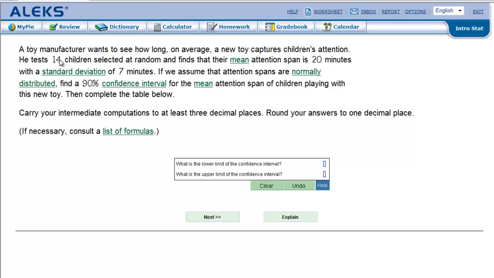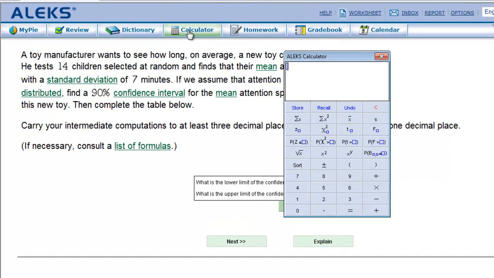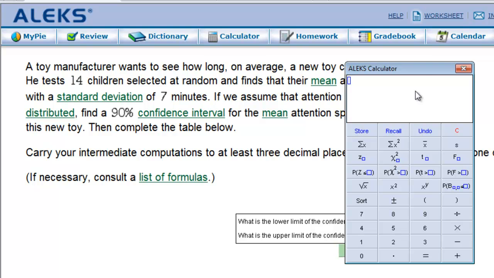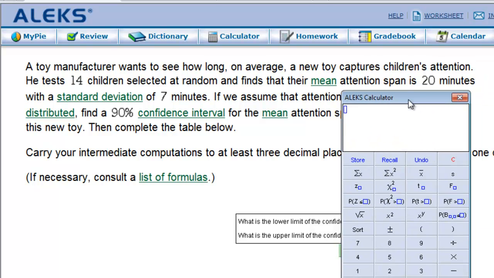Last one here, we have 14 children. The mean attention span is 20 minutes, and that's for a sample. Standard deviation of 7 minutes. They want us to develop a 90% confidence interval for the actual mean of the population of children who would be playing with this new toy, whatever it is. So this is one where they didn't give us data. They gave us actual values. So very rapidly, we can just type in what we have.